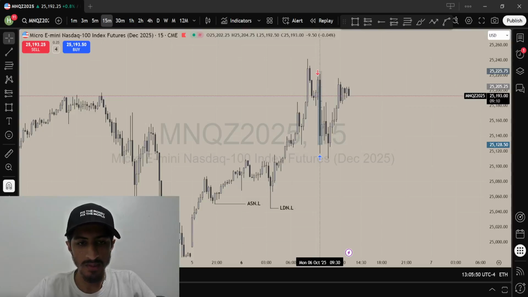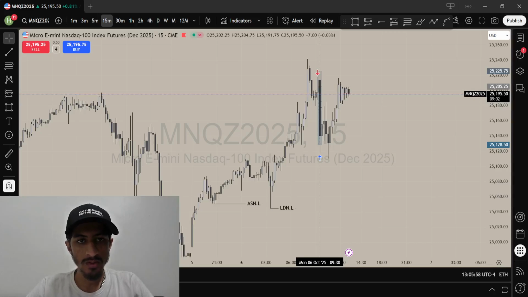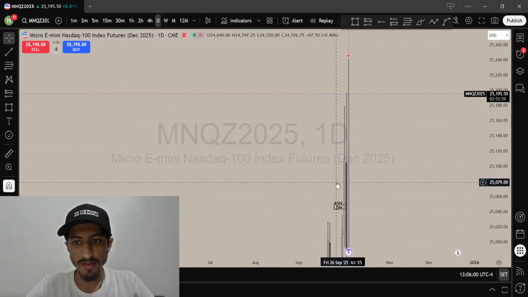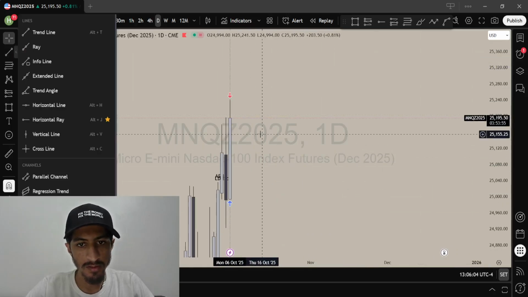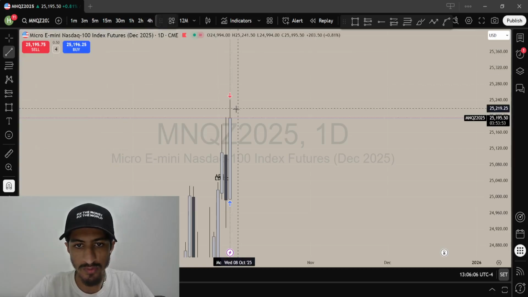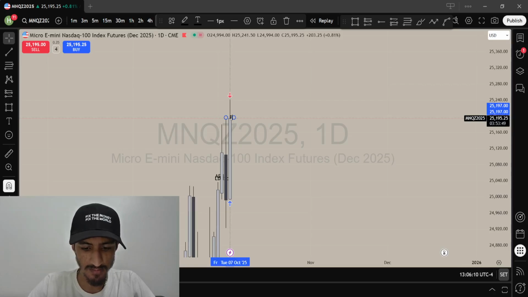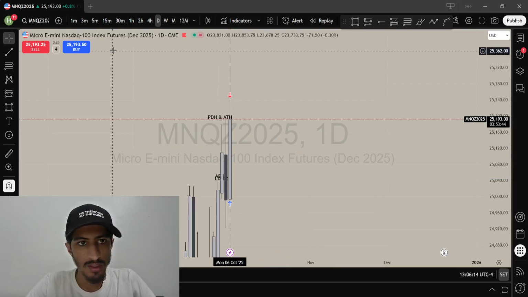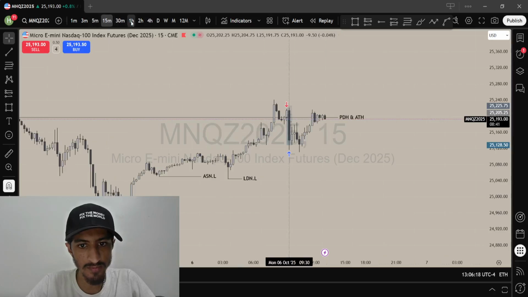Hey guys, I'll be giving a breakdown of how I made $302 trading the Nasdaq on 6th October 2025. Let's start off with the daily time frame. We had our previous day high here, which was also the all-time high. Just write PH and ATH. And so let's come to a smaller time frame now.